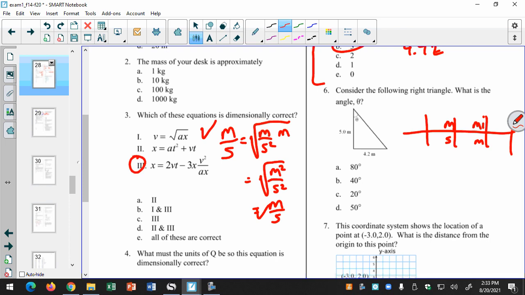This one right here. Can you look at number 2 and tell me if it's right or wrong? Don't write anything down. Just think about it. Look at it. X is meters. A is meters per second squared. What happens if I multiply that times second squared? I'm left with meters, right? Meters per second squared times second squared is meters. V is meters per second times seconds leaves me with what? Meters. So is that dimensionally correct?